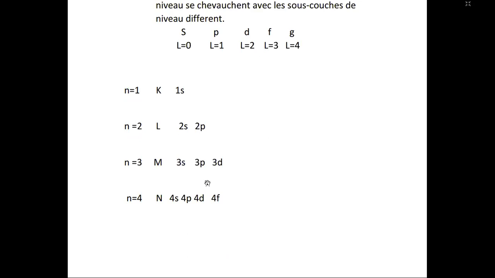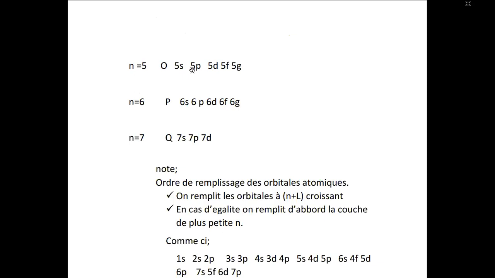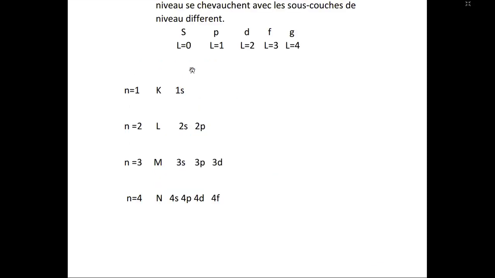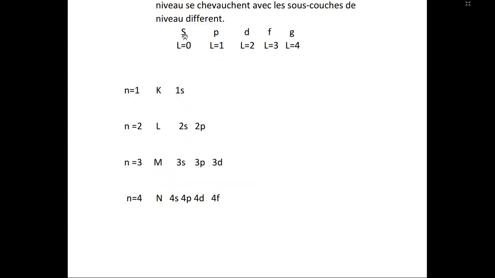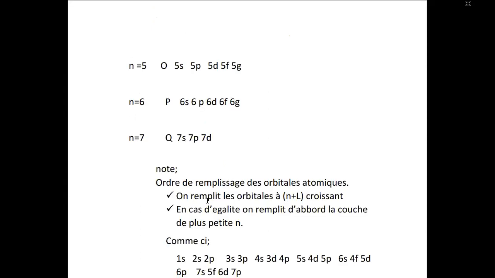But you know that you have got 5 here. If you see the 5 here, you know that 5 plus S, which is 0, gives you 5, and the 4 plus 2 gives you 6. So which one do you fill first? You fill first the 5S. Then after the 5S, that's when you go to the 4D, which gives you 6. Then after you fill the 4D, you go to the 5P.